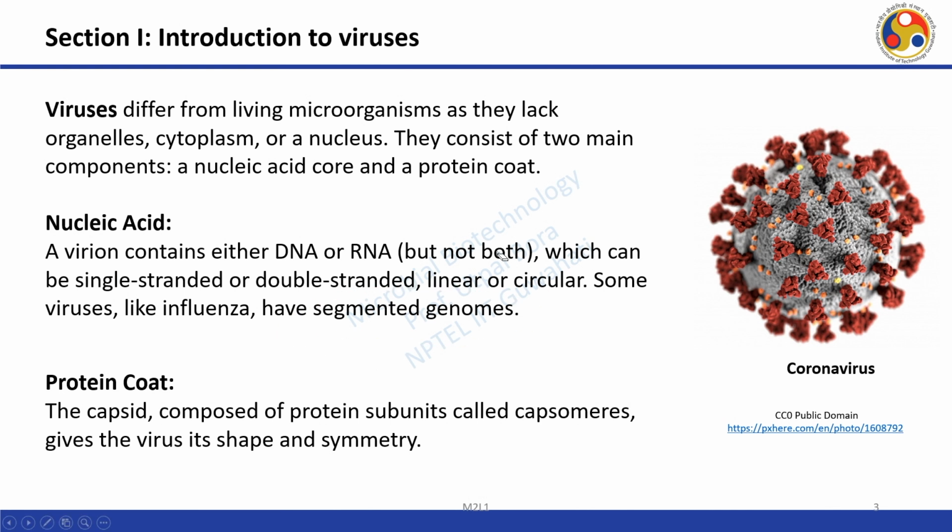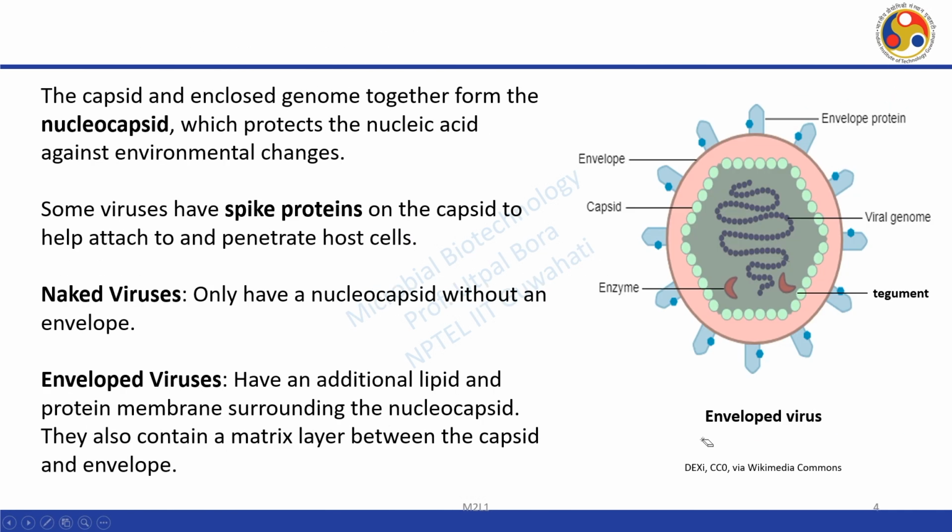Now, what is the protein coat? The protein coat, basically referred to as the capsid, is composed of protein subunits called capsomers, and these give the virus its shape and symmetry. In this picture, you can see the structure of a coronavirus with some very interesting features on its surface. We will discuss these in length today.